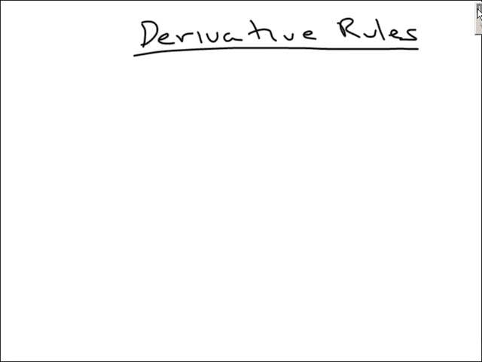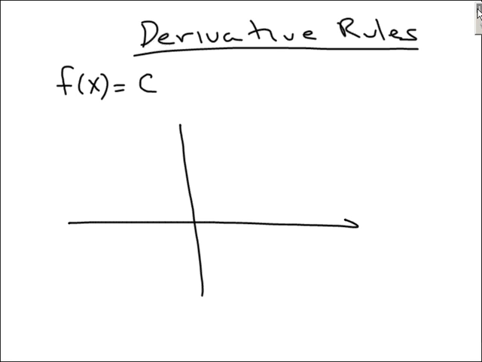Okay, we're going to talk about some of the rules for taking derivatives. Some shortcut rules. For example, if f of x is just a constant, what is that going to look like? Remember, another name for f of x is y. So y is always the same. For argument's sake, let's say c. So this here is the line y equals c. More parallel to the x-axis than I drew.